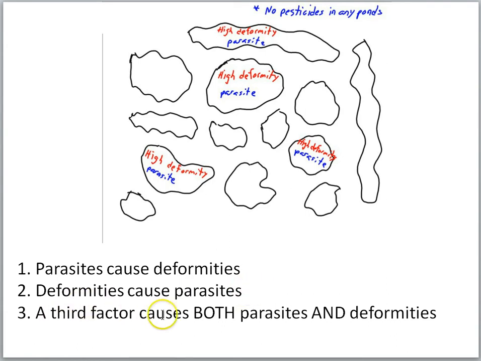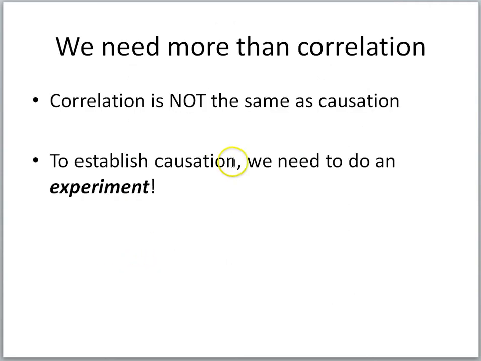Or it could be a third factor is causing both parasites and deformed frogs to show up in the same ponds. So it's a very important lesson in science that correlation is not the same as causation. It might be suggestive. It's very interesting to try to establish correlations between things in the world, because sometimes one thing is causing the other. But to establish causation, we need to do an experiment.